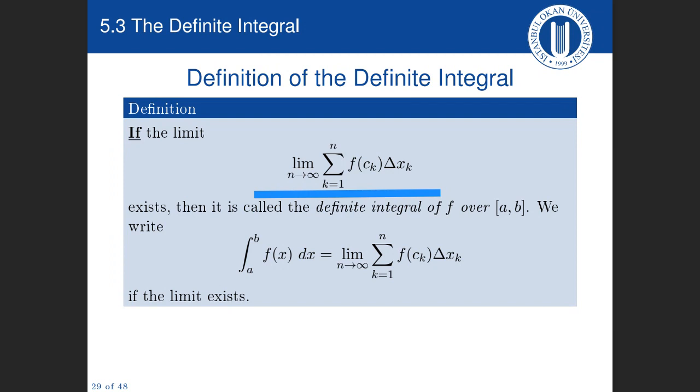If this limit exists, then it's called the definite integral of f over the closed interval from a to b, and we write it like this. This stretched letter s, and then an a at the bottom, a b at the top, a function f of x, and then dx, if the limit exists.